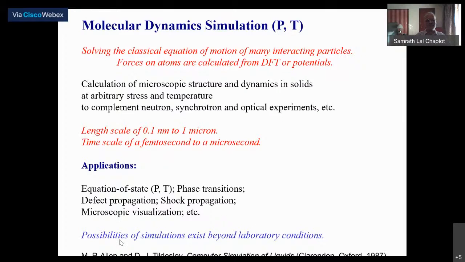Because we don't have any limitation on what kind of pressure or temperature we can use in the calculation, as long as we ensure that our calculation of the forces is sufficiently accurate for those extreme pressure and temperature conditions, one can really investigate this. You can predict new things which are even beyond laboratory conditions.